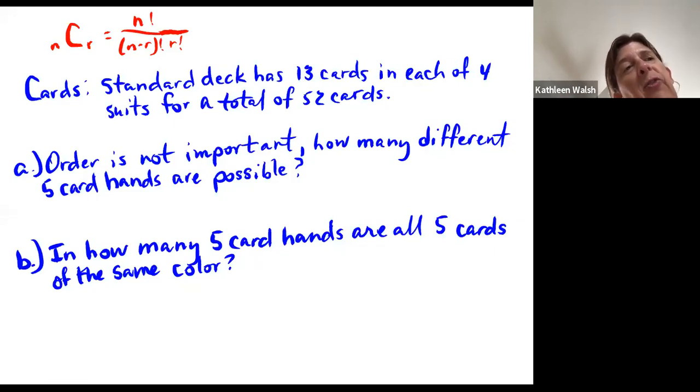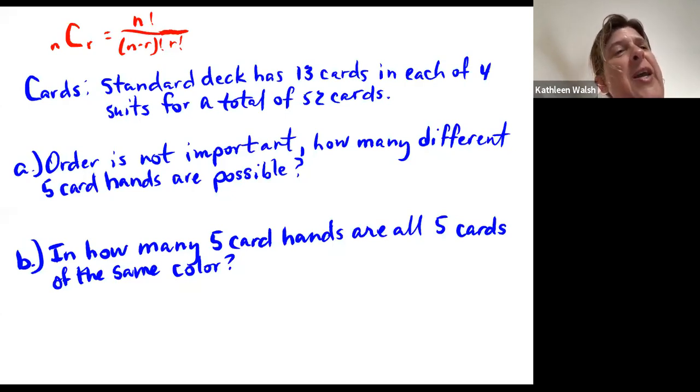And we're going to go ahead and start with A. Please remember in this question, when we talk about a standard deck of cards, there's 13 cards in each of 4 suits for a total of 52 cards, okay? So here's our first question, and it says order is not important. Well, that's really key, because when it says the order is not important, that means you're not talking about a permutation, you're talking about a combination problem. So you want to use the formula that's above. How many different 5-card hands are possible?